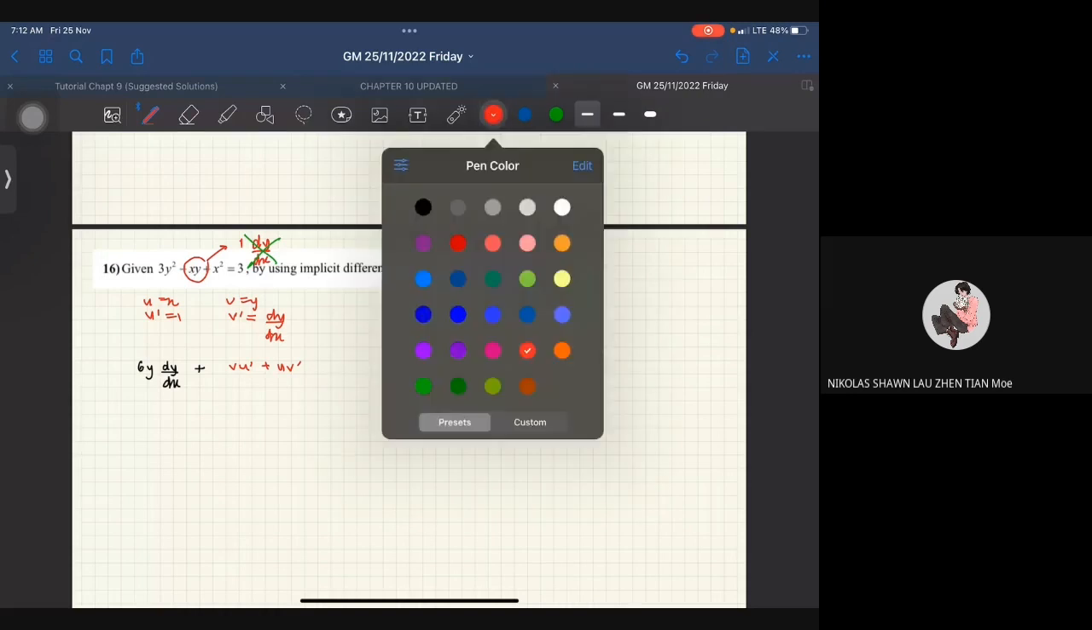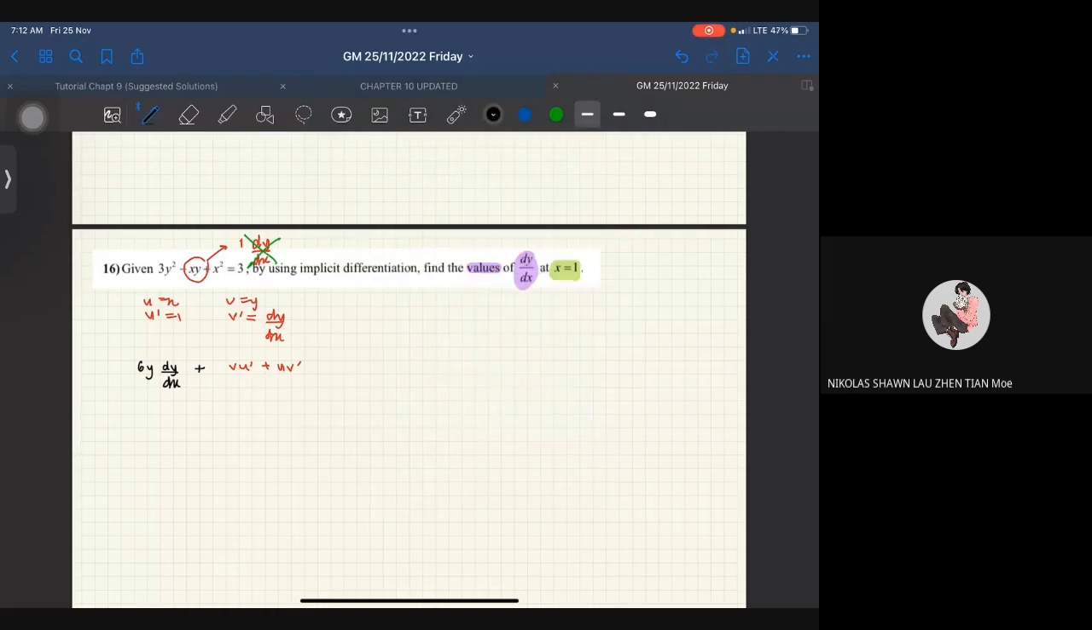Okay, so sekarang barulah kita masukkan dalam formula of product rule. Okay, so kita nak tulis the first one adalah vu prime. So I have v is y. And then my u prime adalah 1. So saya tulis dia. Okay, and then plus kan dengan uv prime. So u adalah x. And then v prime is dy dx.